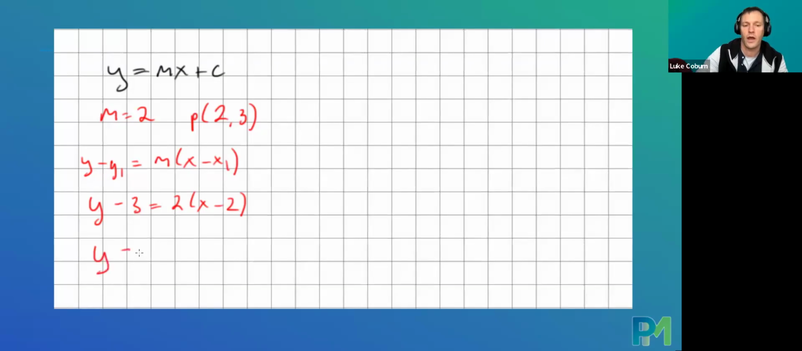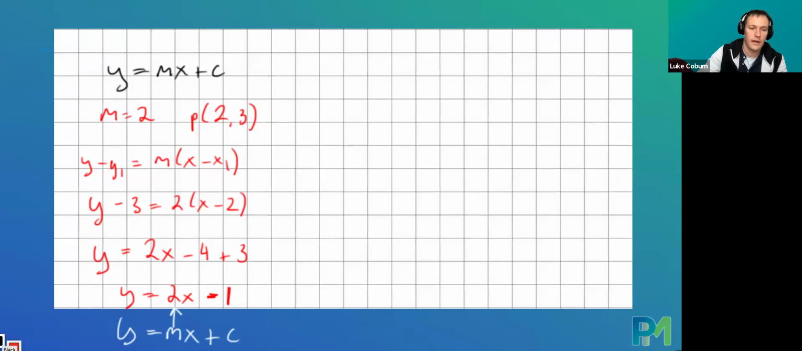So I'll say y is equal to, multiply that out, 2x minus 4, and then this is a plus 3. And then I have y is equal to 2x minus 1. Okay? So now I have it in a form that y is equal to mx plus c. So the slope, m, is equal to 2. And then c is equal to minus 1.